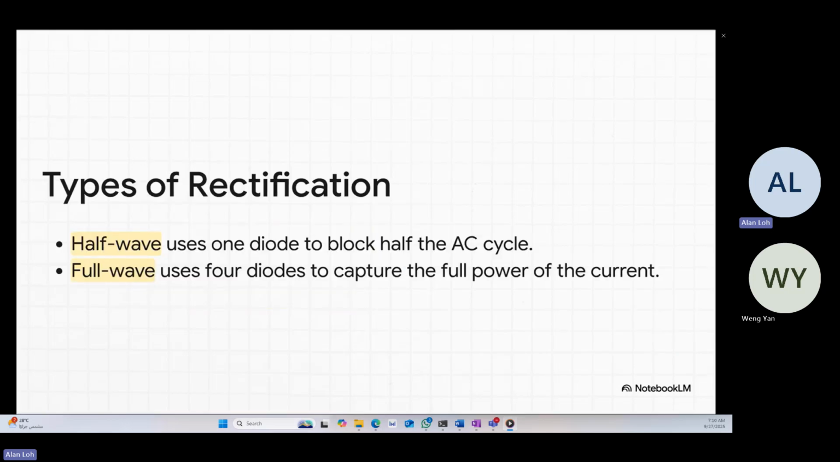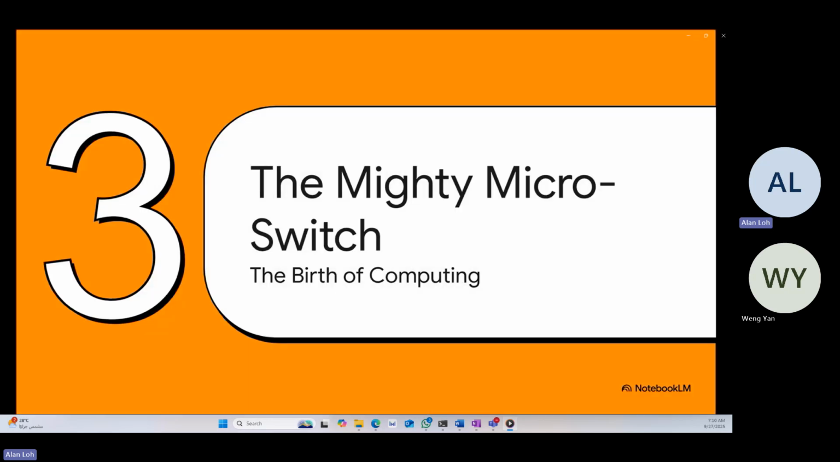Now, you could just use one diode. It would block all the current trying to go the wrong way, but that's super wasteful. You're basically throwing away half your power. The much smarter solution is to use 4 diodes in a special setup called a bridge. Instead of just blocking the backward current, this bridge actually grabs it and flips it around, so all the power ends up going in the right direction. Way, way more efficient.